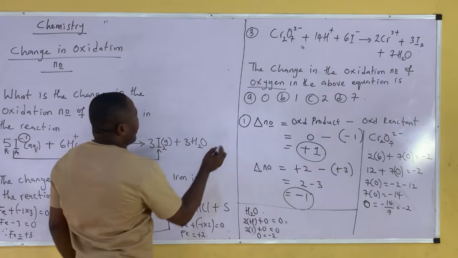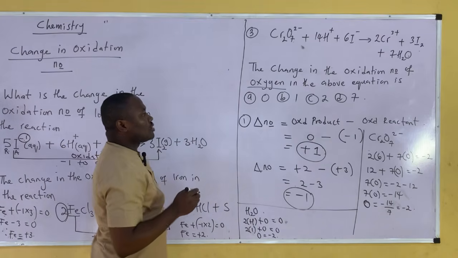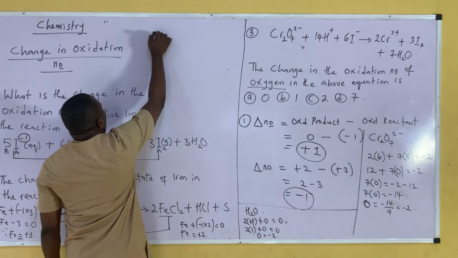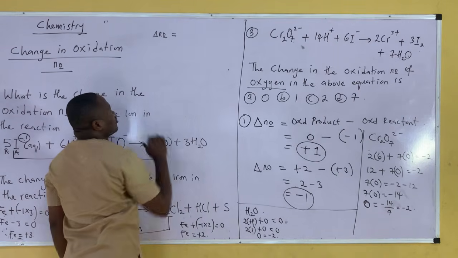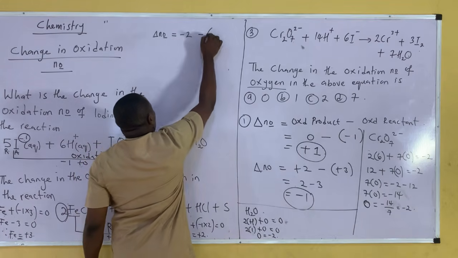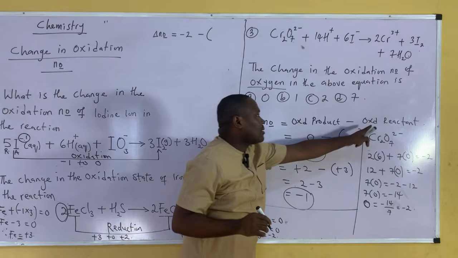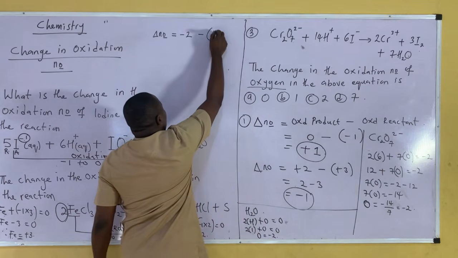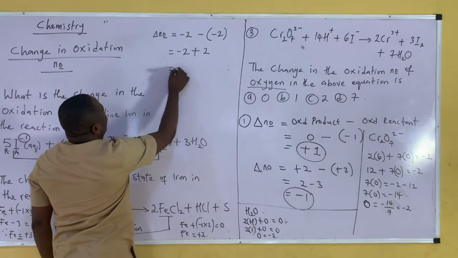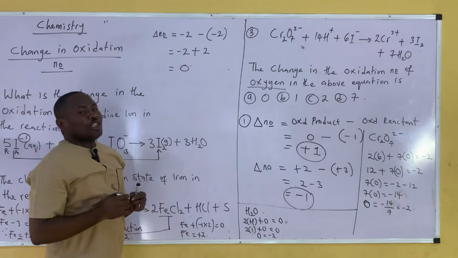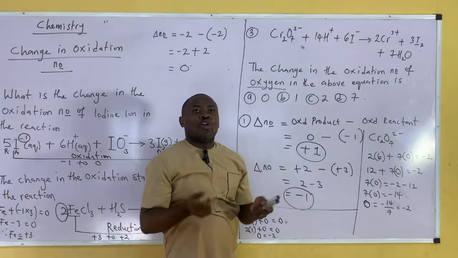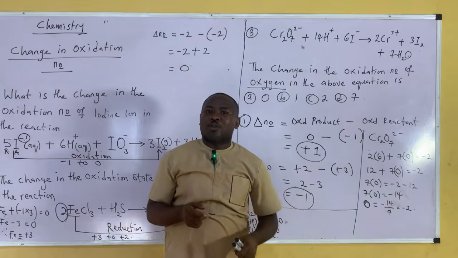So if I now have the oxidation number in the product as minus 2 and in the reactant as minus 2, what would that be? My change in oxidation number is equal to the oxidation number in the product, which is now minus 2, minus open bracket, what is the oxidation number in the reactant? It's still minus 2. That's here, minus 2. So I'll be having minus 2 plus 2, and my answer is 0. So the change in the oxidation number is 0. So we are trying to say that there is neither a reduction nor an oxidation occurring in oxygen. Thank you.